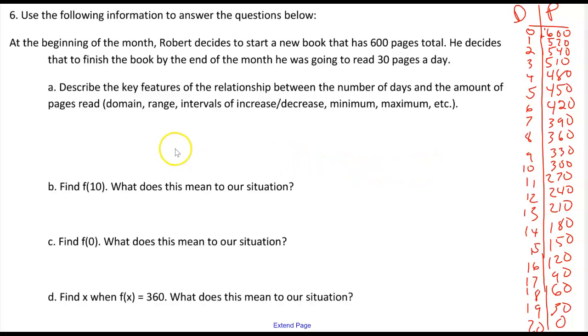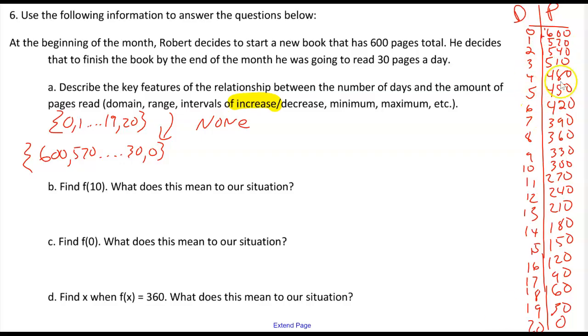So I'm going to write out everything here, all the features. The domain, which is 0 to 20. But since it's 0 to 20 and we're not doing anything in between, these are going to be discrete. So I want to show just the 0, the 1, the 2, and whatever day it is. Alright, now we're going to find the range. The range is all the possible y values. So 600, 570, keep going, all the way to 0. Intervals of 30.